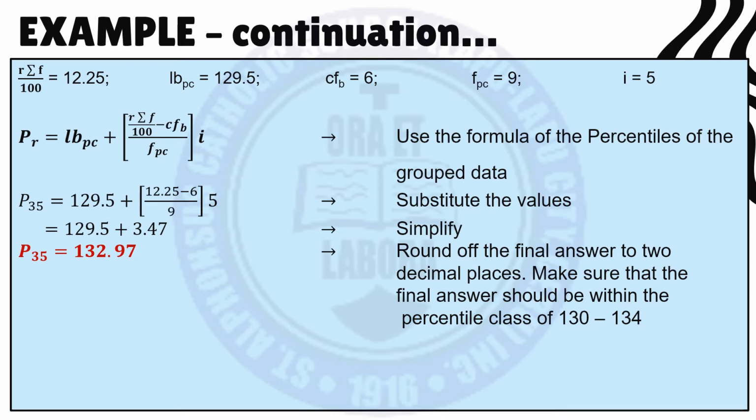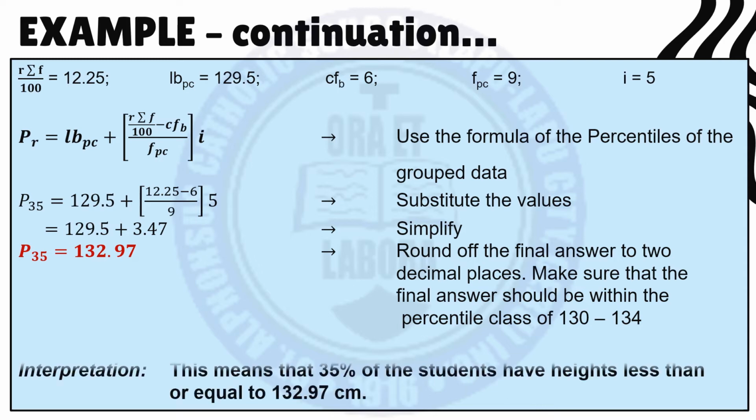After which, we have to interpret the result. This means that 35% of the students have heights less than or equal to 132.97 centimeters.